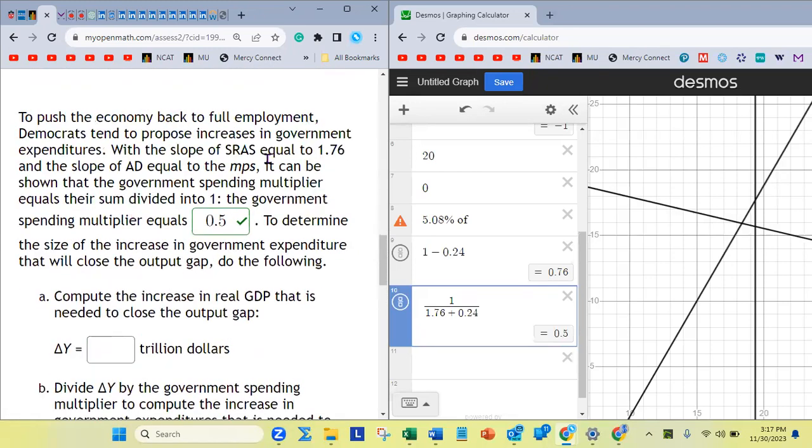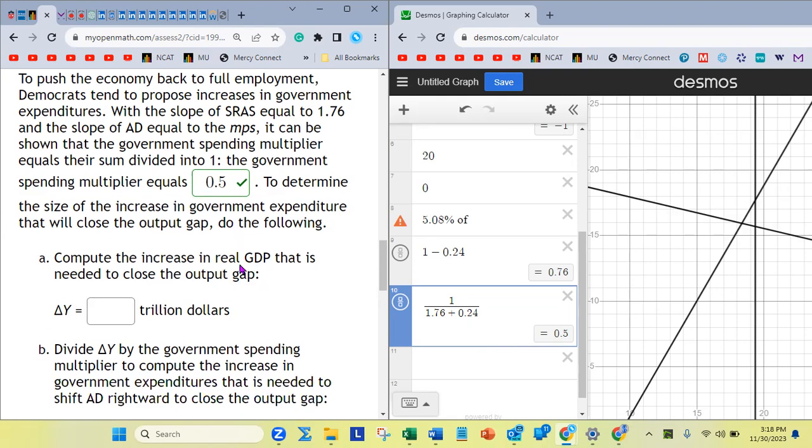So in short, the government spending multiplier equals 1 divided by the slope of short-run aggregate supply plus the absolute value of the slope of aggregate demand. 1.76 plus 0.24 is 2, and 1 divided by 2 is 0.5. Okay, so that's the government spending multiplier.